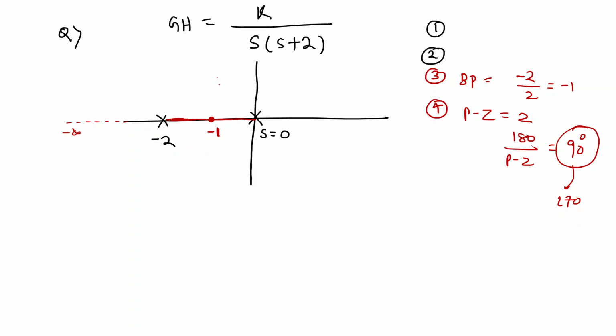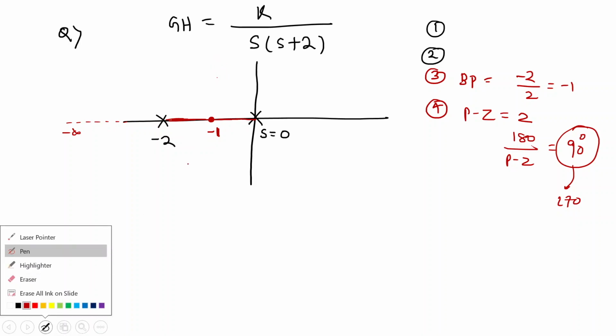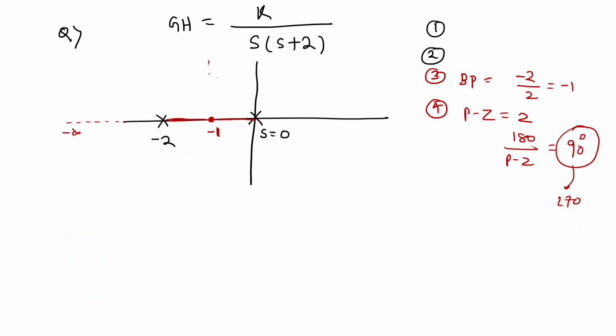At the minus 1 point, you just draw those asymptotes, because at the breakpoint you need the asymptotes. So I'm drawing the asymptotes here. This is my asymptote direction. One is 90 degrees, another is 270 degrees. So these are my asymptotes. Clear, everyone? Clear, sir.